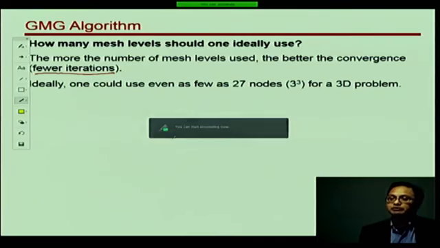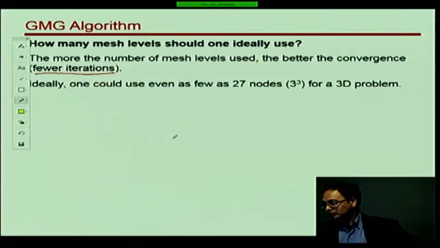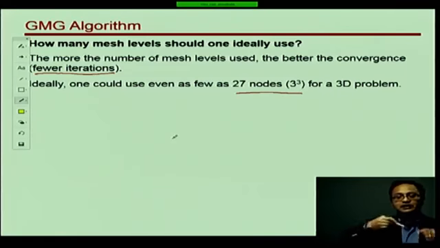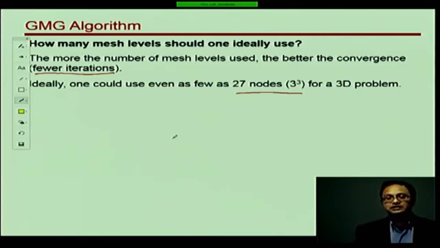Basically, in 3D, your lowest resolution would be a 3x3x3 mesh, 27 nodes. That's what you want to solve, so that you can do a direct solver on that, Gaussian elimination. But that's not always possible.